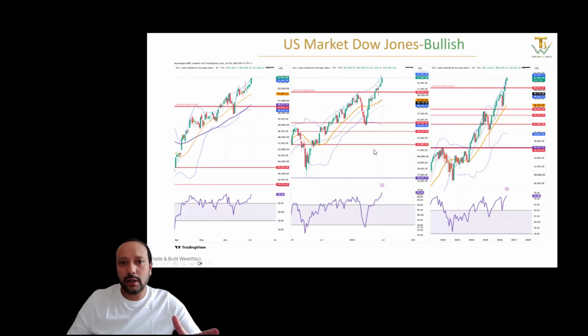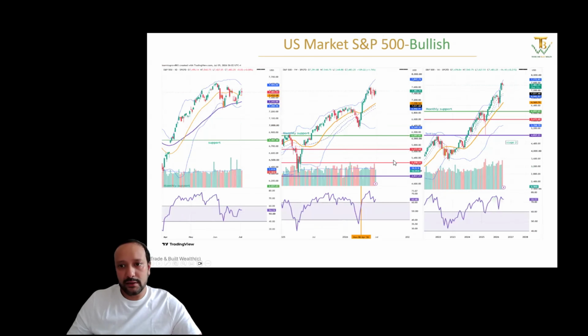So we'll first have a look at Dow Jones. Dow Jones is from the US market. Here we have the monthly chart, which is the long-term chart. Here we have the weekly chart, which is in the middle, a midterm view. And on the left-hand side, we have the daily chart, which is a short-term view. If I look at Dow Jones, long term and midterm, both monthly and weekly, are bullish. Daily is also bullish. So all three are bullish here.